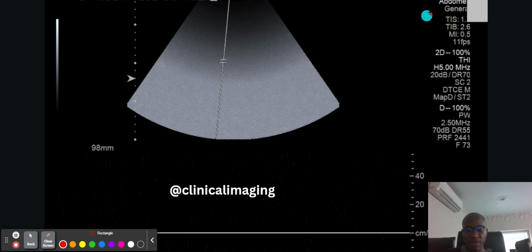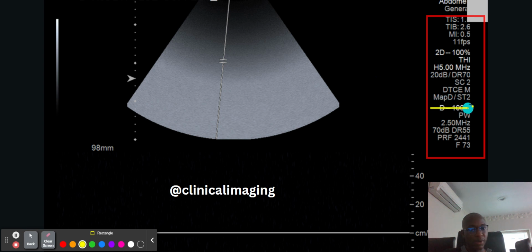So if you take a look at the right hand side, you will notice that there is a different reading for the pulse wave, and there's also a different reading for the B mode image. So all of them share the same acoustic exposure parameters, TIS, TIB, mechanical index, and frame rates. But the frequency is not the same.